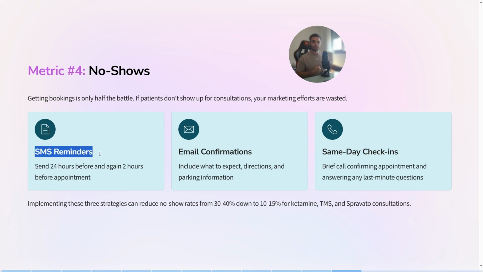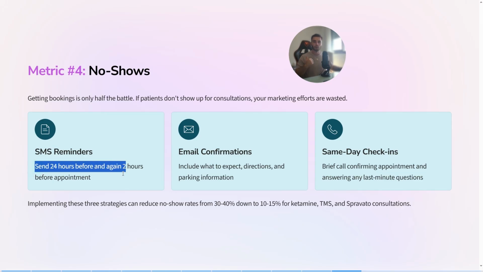One is SMS reminders. You want to send texts basically every single day before the consultation. Send a text message 24 hours before and 2 hours again before the appointment, and also in the morning of the appointment itself. Another thing that you can do is send them email confirmations, basically the exact same thing as SMS but in emails. The last thing is actually calling them 24 hours before the appointment and on the day of the appointment itself to make sure that they're going to show up.